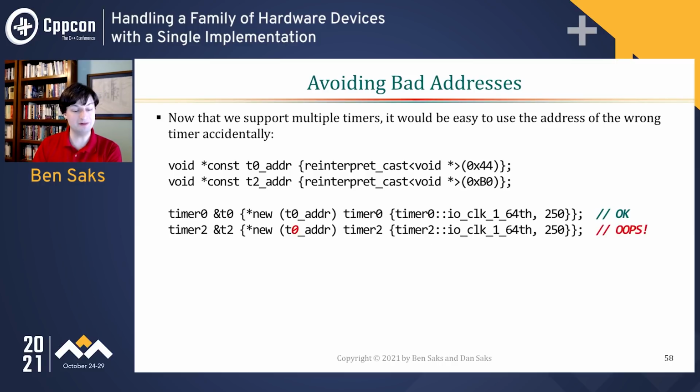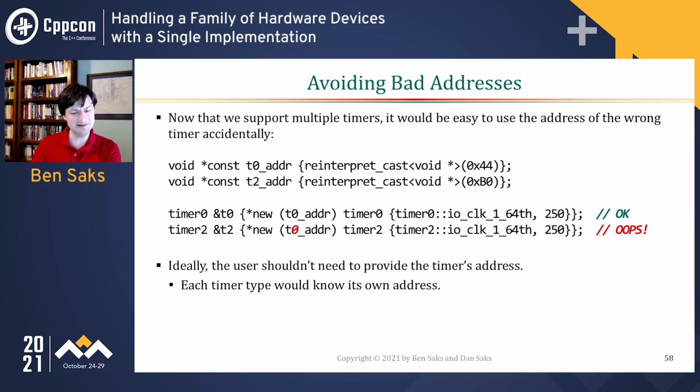But it would be relatively easy to make a mistake and be creating a timer 2 object, but accidentally specify the address for timer 0. And I know this is an easy mistake to make because I made it while developing this course. So ideally, we wouldn't be able to make this mistake. The easiest way to avoid that is to prevent the user from needing to provide the timer's address. If we can just build each timer so that it knows where it's supposed to go, that's probably going to be the easiest thing for the user to do.